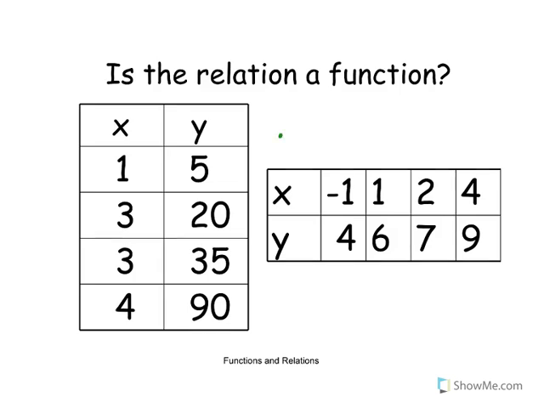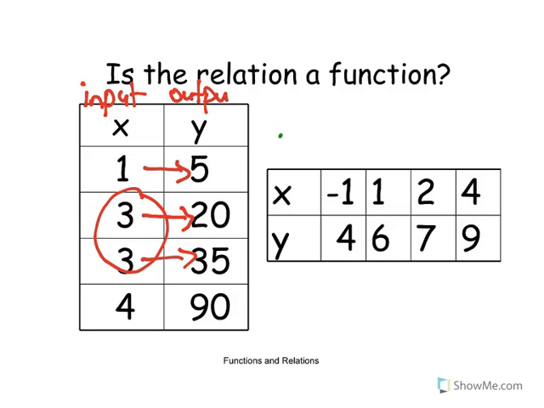Okay, is this relationship a function? Well, let's see. When x is 1, y is 5. When x is 3, y is 20, but also when x is 3, y is 35. So this is a problem, right? Our function says each input should have exactly one output, right? So when the input is 1, the output's exactly 5. But what happens when the input's 3? Well, when the input's 3, we get an output of 20, but we also get an output of 35.